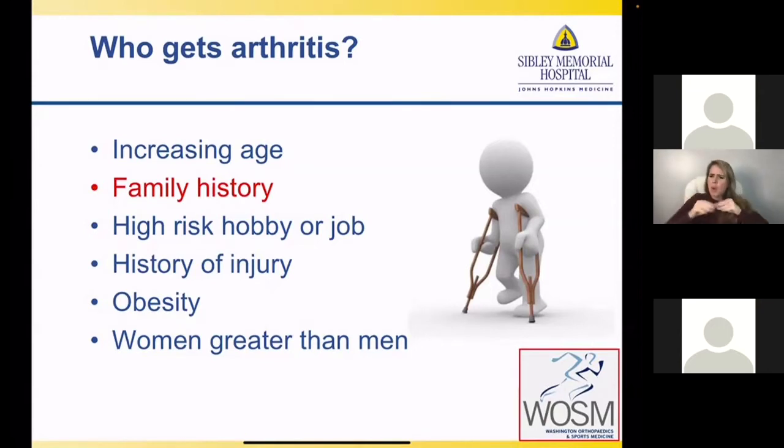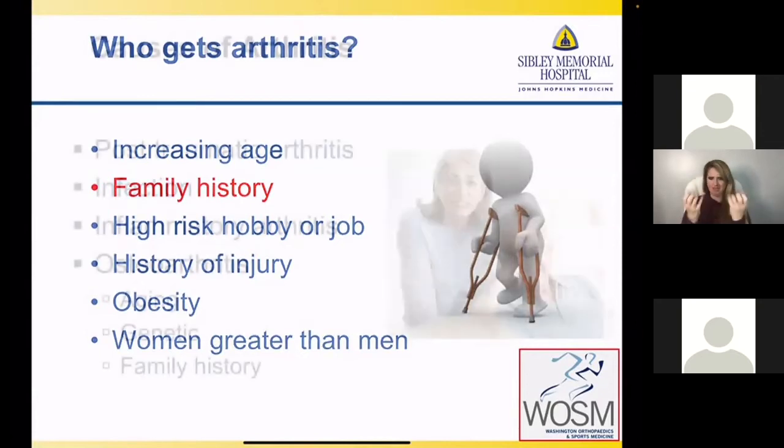Arthritis can be related to a history of injury. If you damage your joint, then you can damage that cartilage, and the cartilage can wear out quicker. People who are overweight are more likely to get arthritis than people who aren't. And especially in the hands, women seem to get arthritis more frequently than men.